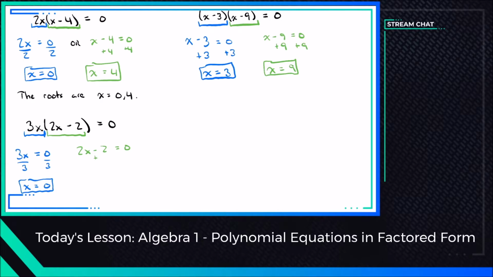Here we're going to first add 2 to both sides, so we're going to get 2x is equal to 2, and then we're going to divide 2 on both sides to get x is equal to 1. Alright, so the roots on this one, x is equal to 0, and x is equal to 1.